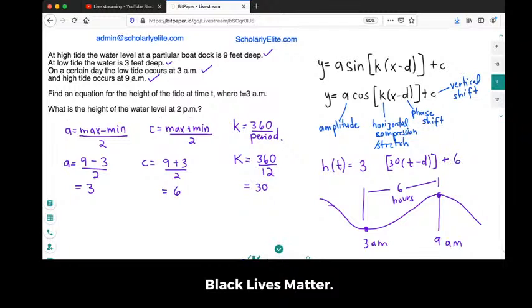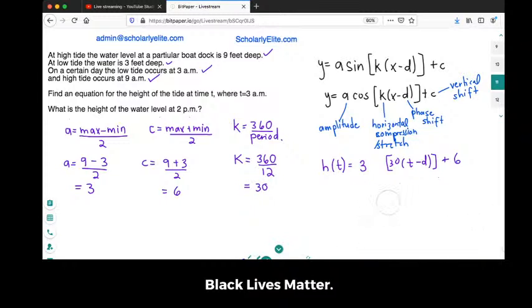Alrighty. So I've got all that information. Now, what I want to do is look again at the question and see whether or not it would be smart to use a sine function or a cosine function. If I was to use a cosine function, I have to start my cosine function at high tide. Why? Because cosine functions always start at the maximum value.